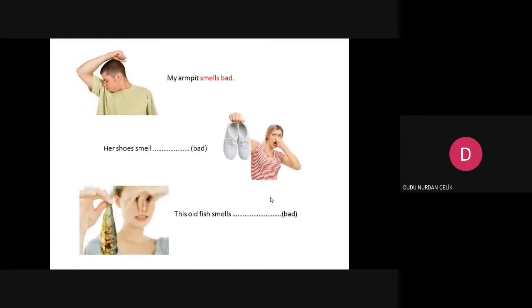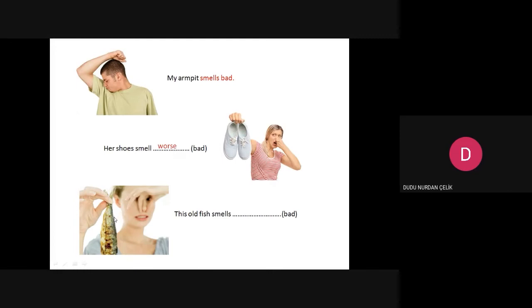Oh, that smells. Okay, let's make sentences by using these pictures. My armpit smells bad. Ew. Bad is our adjective. Her shoes smell. Compare armpit and shoes. We make a comparative, two things, and say worse. Bad is irregular, remember? It changes to worse. Her shoes smell worse.